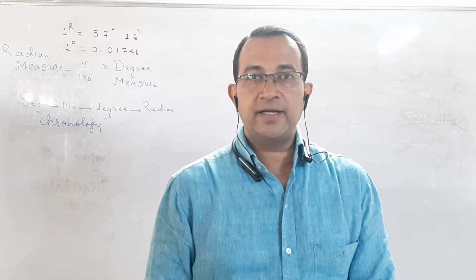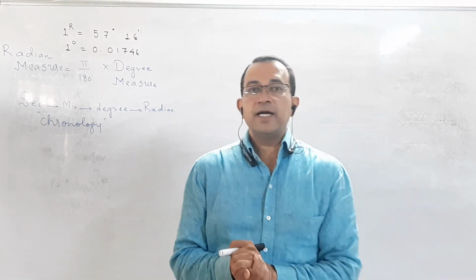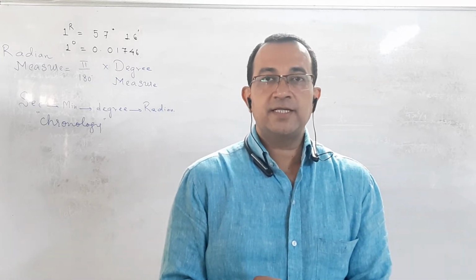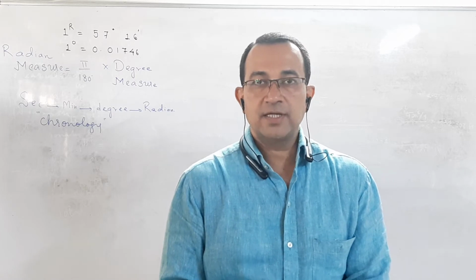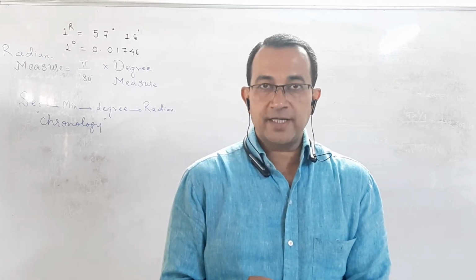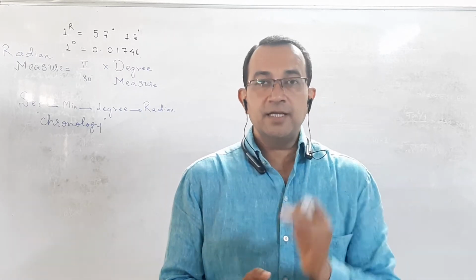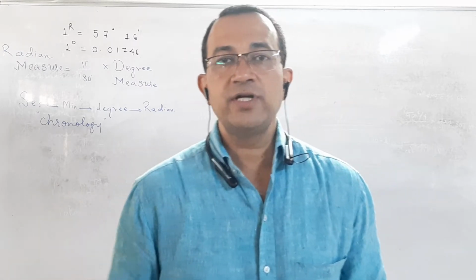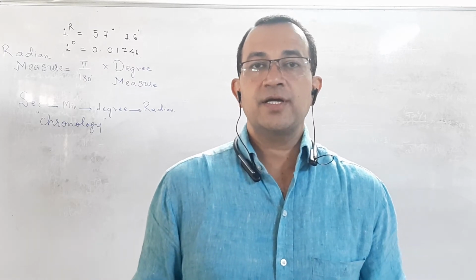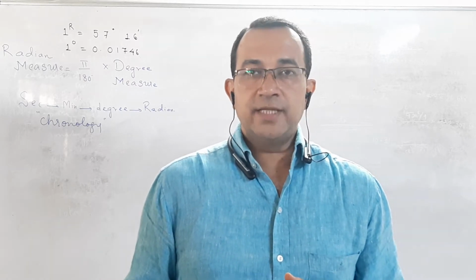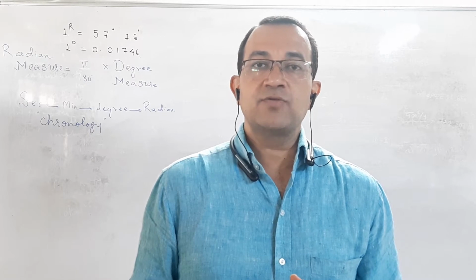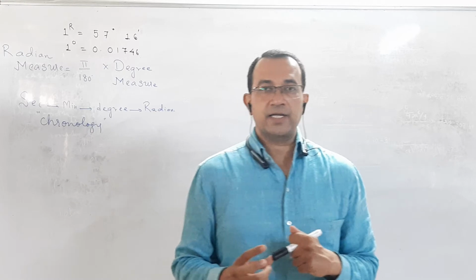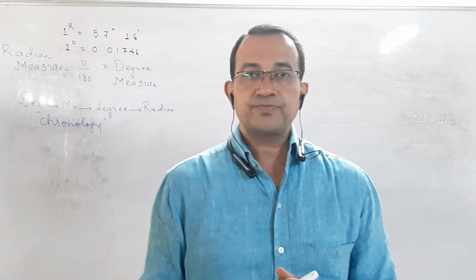The angle subtended by an arc of unit length at the center of a unit circle is of measure 1 radian. I repeat, the angle subtended by an arc of unit length at the center of a unit circle, students, is of measure 1 radian. Then we also studied that theta radian is equal to L by R, or length of an arc is R into theta radian.